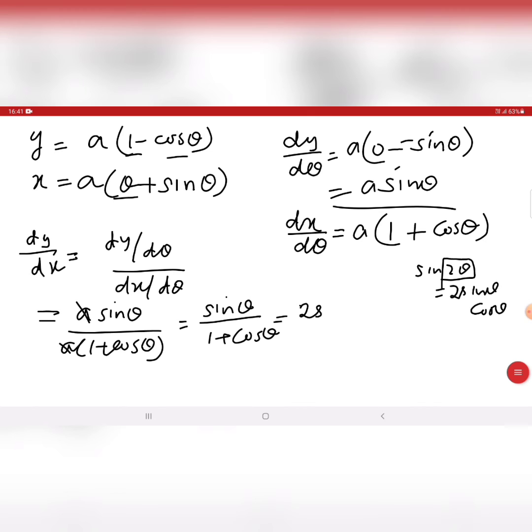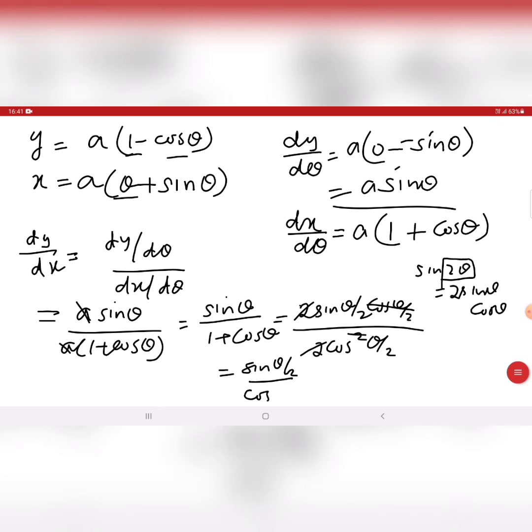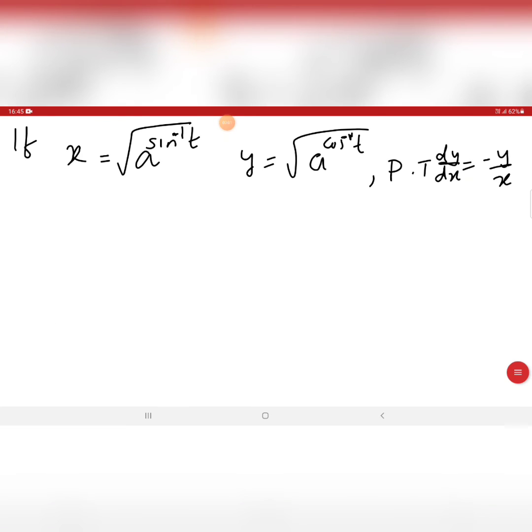That is 2 sin theta by 2 cos theta by 2. In the same way, 1 plus cos theta becomes 2 cos square theta by 2. Cancel 2 and 2, we can cancel one cos theta by 2. Remaining is sin theta by 2 divided by cos theta by 2, that is equal to tan theta by 2. Let us discuss another question.